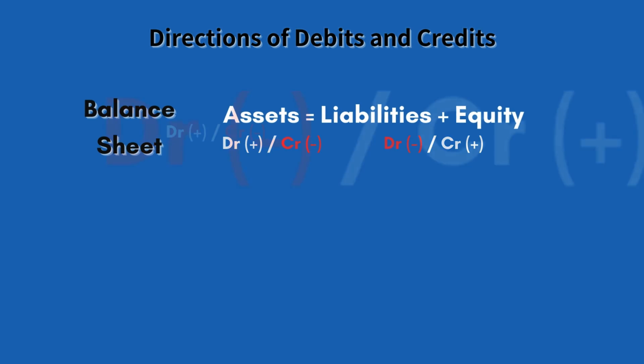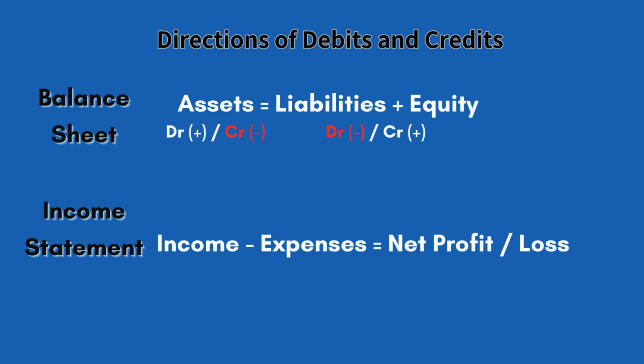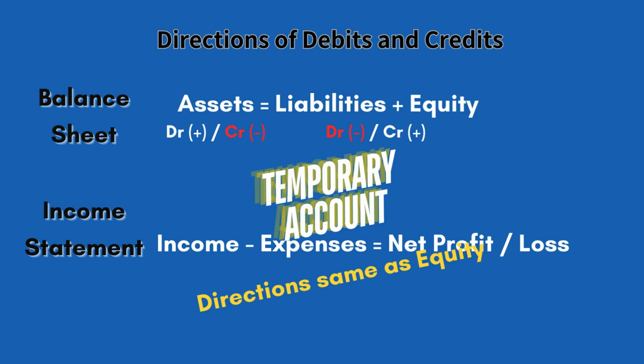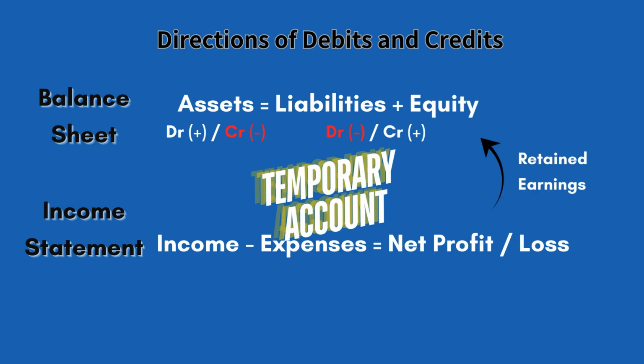You might be wondering about income statement accounts. Indeed, they work the same way, as they fall under equity. It is because income and expenses are temporary accounts and eventually become part of equity as retained earnings upon closing the accounts of a year.